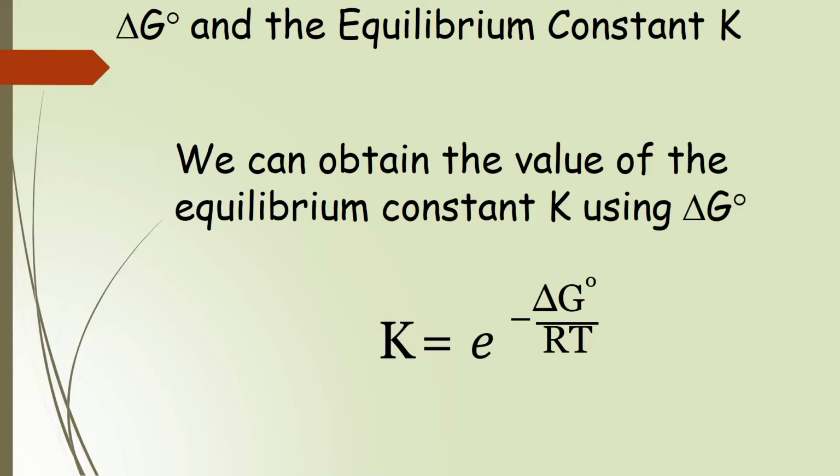From where we get the value of K. We can obtain the value of the equilibrium constant by using the Gibbs free function. That implies that K is equal to the exponential raised to the power minus del G naught by RT.